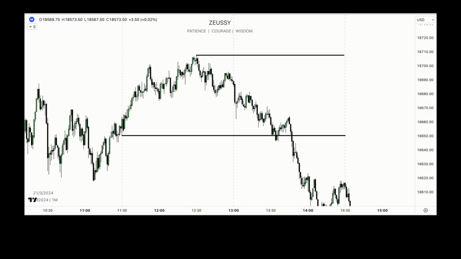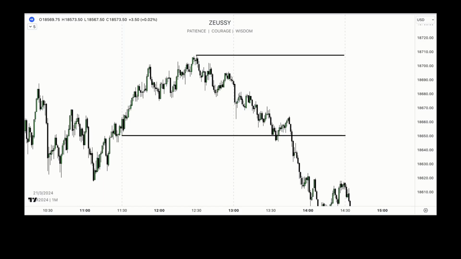The moment that price opens up at 1 p.m. right here, and the market doesn't show a willingness to trade towards the previous cycle's high above this high, because it didn't have to anymore, enough buy-side liquidity was already attacked, we can anticipate the market to draw towards the first cycle's low.